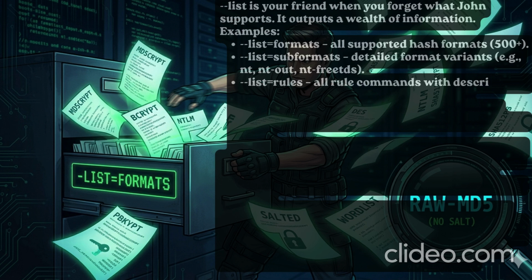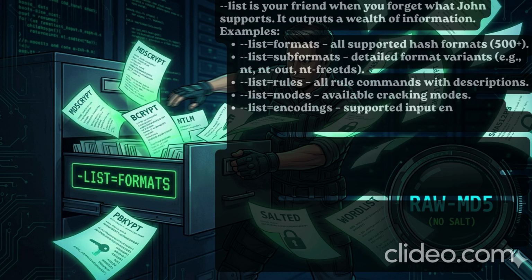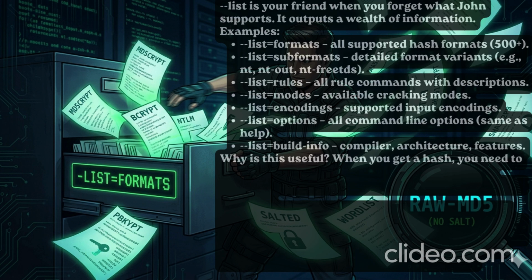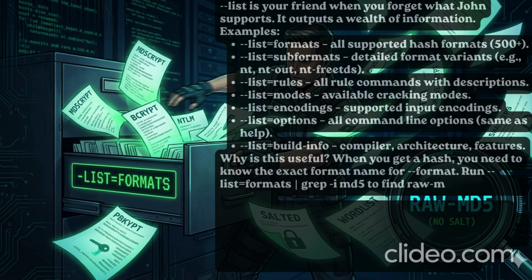--list=modes: available cracking modes. --list=encodings: supported input encodings. --list=hidden-options: all command line options, same as --help. --list=build-info: compiler, architecture and features. Why is this useful? When you get a hash, you need to know the exact format. What's the name for --format? Run --list=formats | grep -i md5 to find raw-md5, md5crypt, or NTLM, etc.